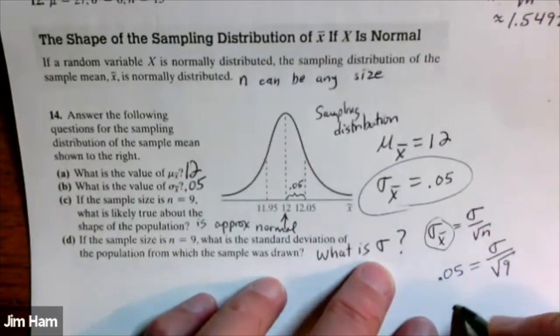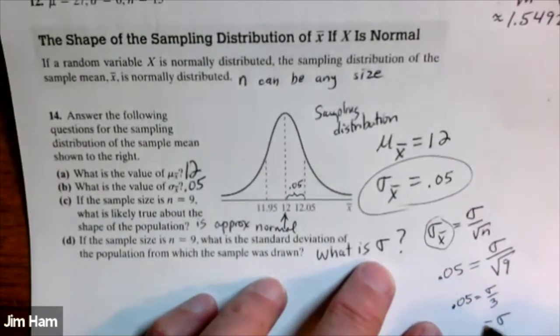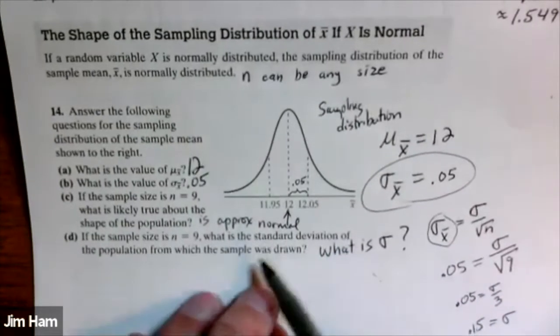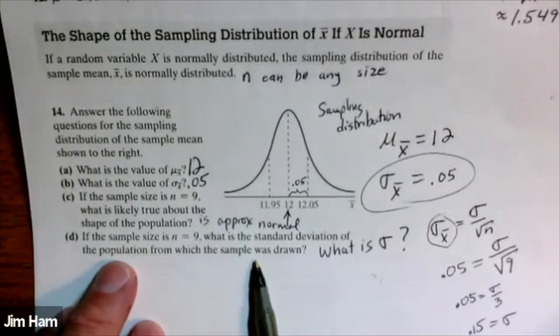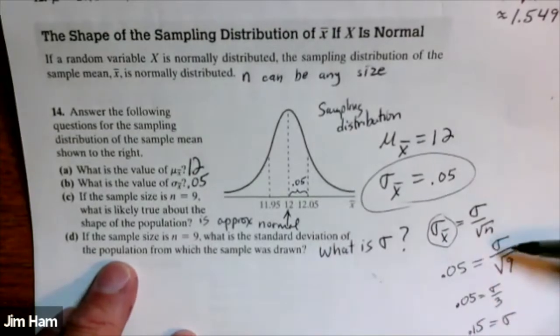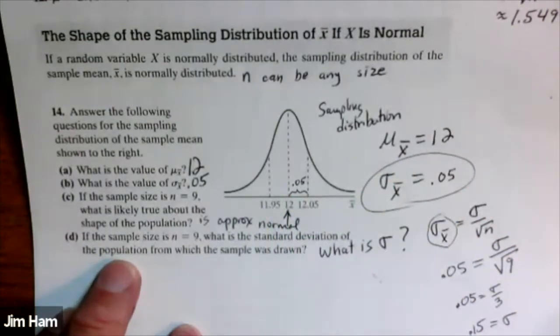All right, so the rest of this is, we know that the square root of 9 is 3. So if we multiply both sides by 3, you get 0.15 there. So it says, what is the standard deviation of the population from which the sample was drawn? Well, it was probably 0.15. So that when we divide 0.15 by 3, we get this 0.05 that we know to be the standard error, in this case, of the sample mean.